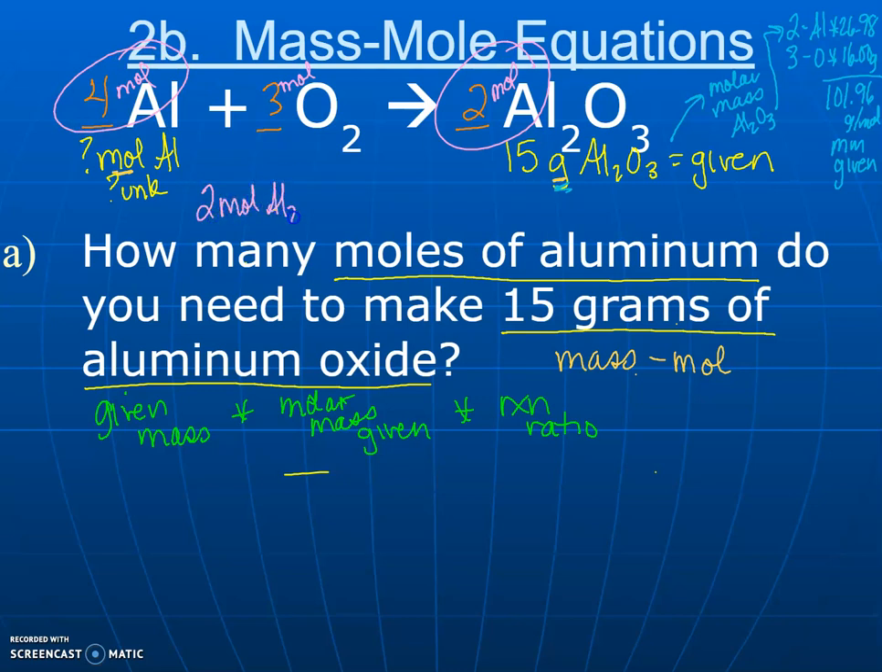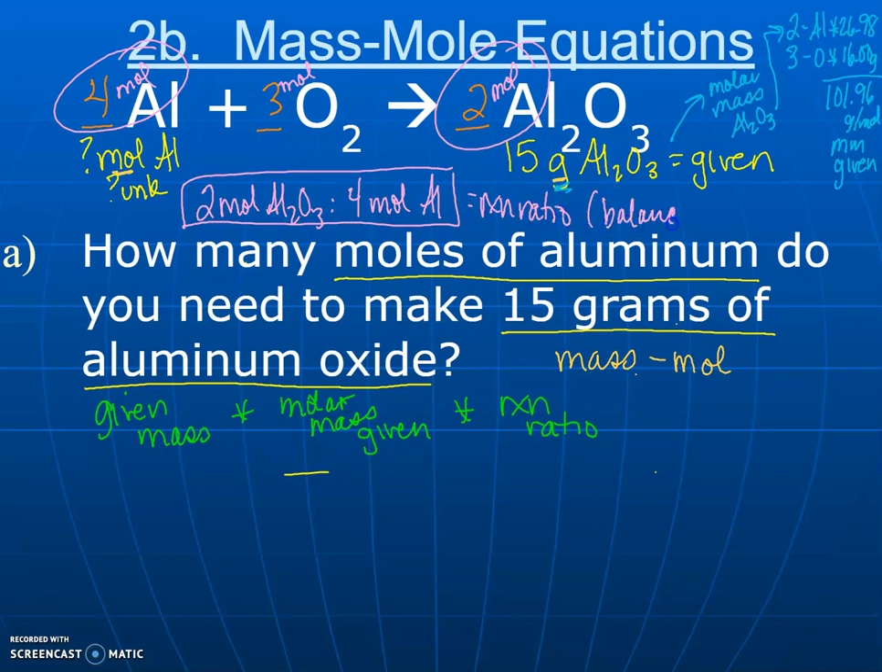2 moles Al2O3 for every 4 moles of aluminum. Okay, this is our reaction ratio, which you always get from the balanced equation. So let's plug it in, follow the game plan. Let's see what we get when we start putting this stuff in the right spot.